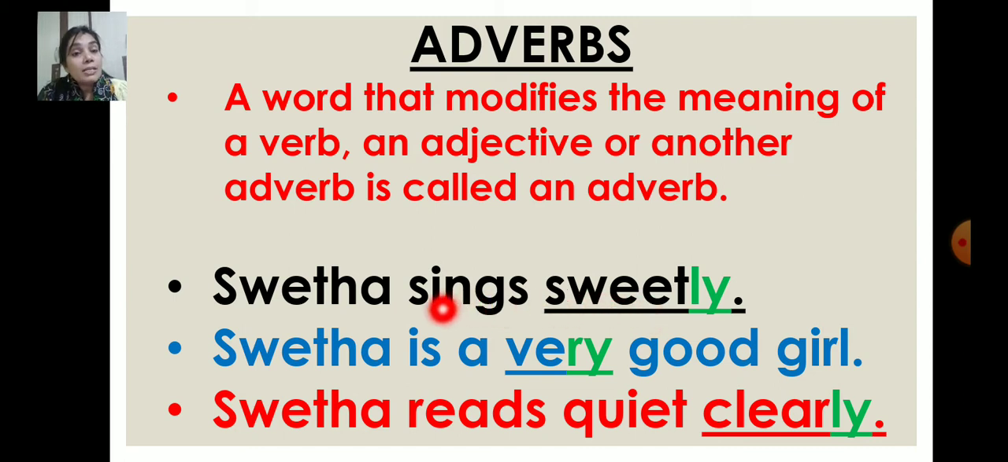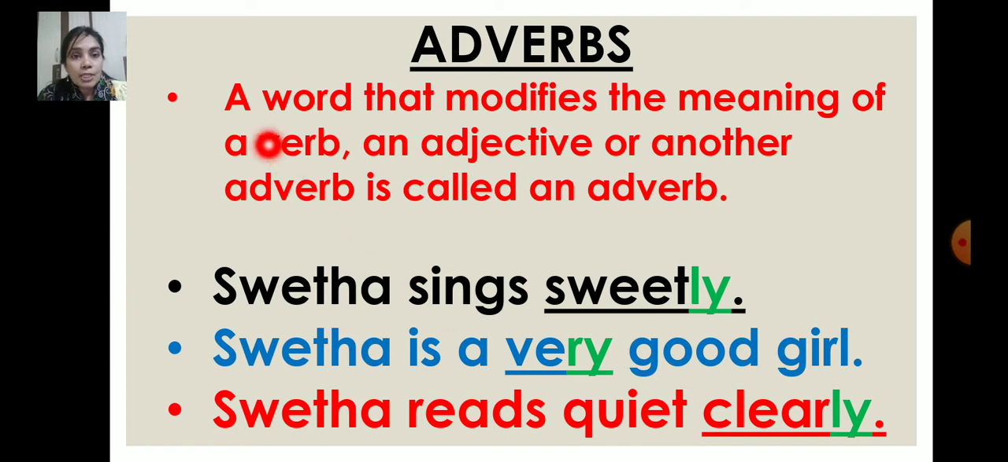Now sings sweetly. Sing is a verb. So we can say Shweta sings. Sweetly is the word that gives more meaning to it; it modifies the verb. Sweetly is an adverb, a word that modifies the verb. So Shweta sings how? Sweetly. So sweetly is an adverb, right? It is modifying the verb.